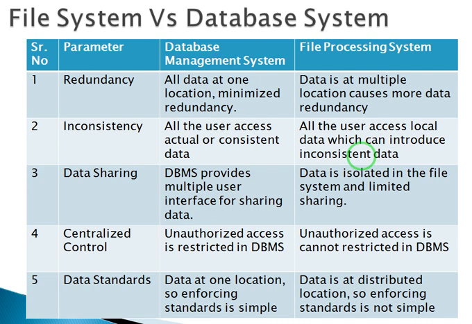Next is centralized control. Unauthorized access is restricted in a DBMS, but it is difficult to handle unauthorized access in a file processing system due to less security. Next is data standard. In a database management system, data is at one location, so enforcing standards is simple. But in a file processing system, we already covered that data is distributed and isolated in multiple locations, so enforcing such a standard is not simple.